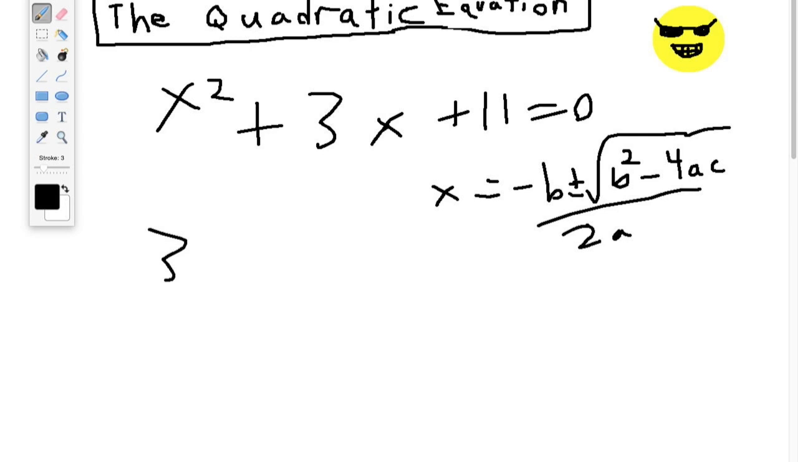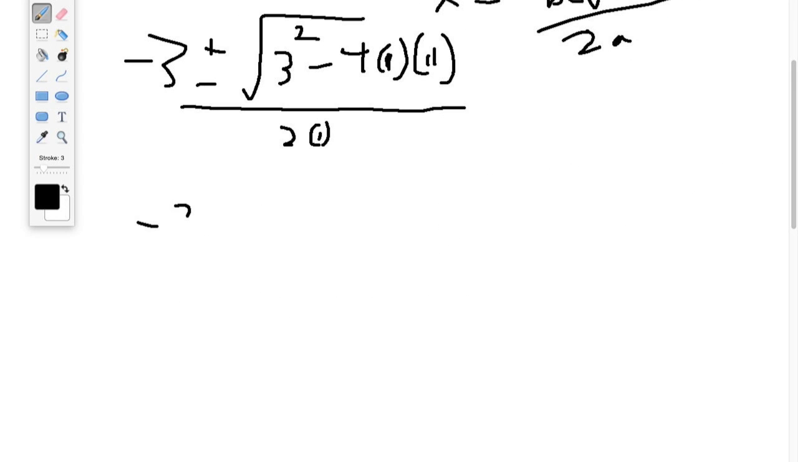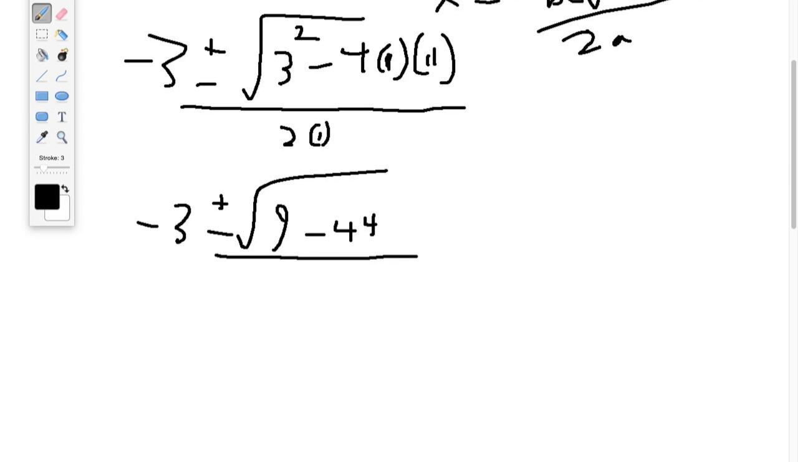So we're going to plug these in, and we're going to get, excuse me, negative 3 plus or minus the square root of 3 squared minus 4 times 1 times 11, divided by 2 times 1. And this is going to equal negative 3 plus or minus the square root of 9 minus 44, divided by 2. And you might have noticed here that 9 minus 44 is negative, what, negative 35? I'm pretty sure. Let me just check.